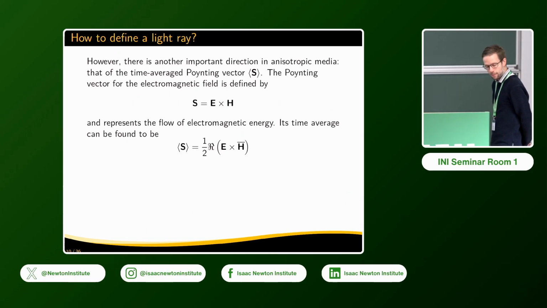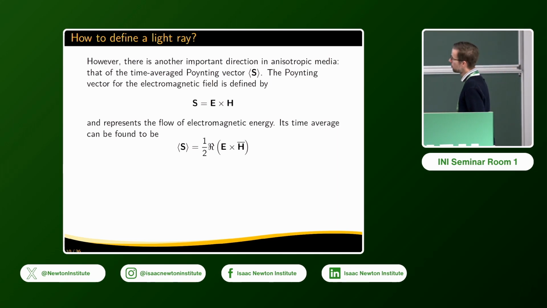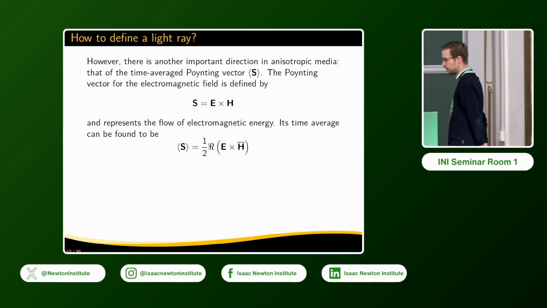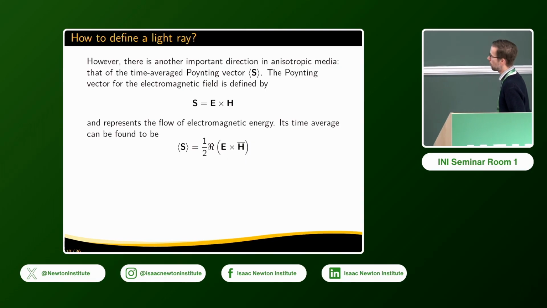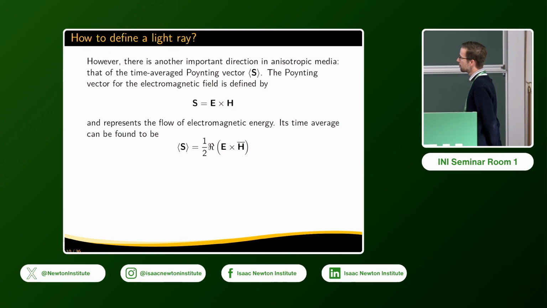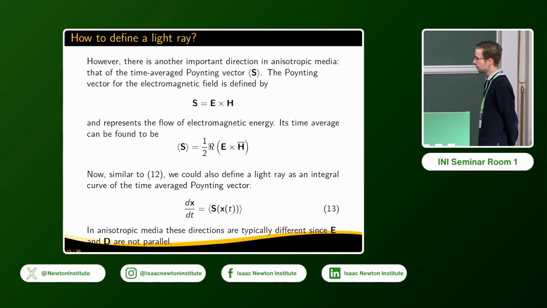But when you go to anisotropic media, you have another direction that is of interest, and that introduces the so-called Poynting vector. The Poynting vector for the electromagnetic field is just classically defined as the cross product of the E and H fields and represents the flow of energy. And so it's a classical calculation how you find the time average of the Poynting vector.